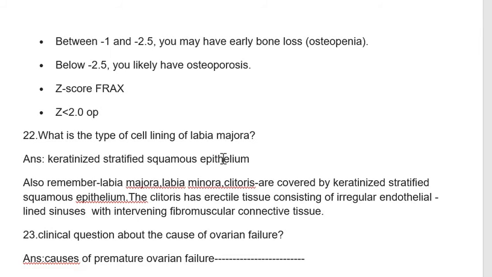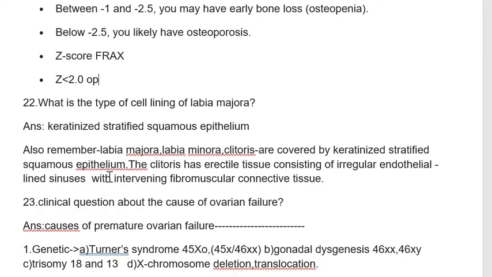Question number 22. What is the type of the cells lining the labia majora? You should know that it is keratinized stratified squamous epithelium. Also remember that the labia majora, labia minora, and the clitoris are covered by keratinized stratified squamous epithelium because they are exposed to the external environment. Whenever the skin comes into direct contact with the external environment, it is covered by keratinized stratified squamous epithelium.